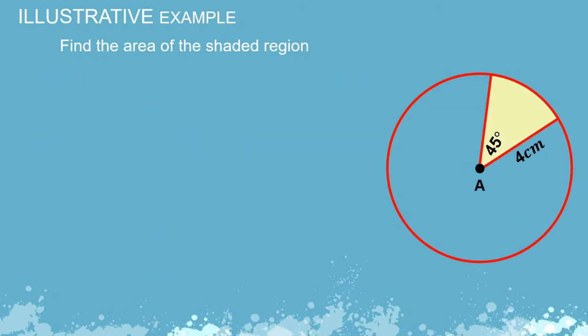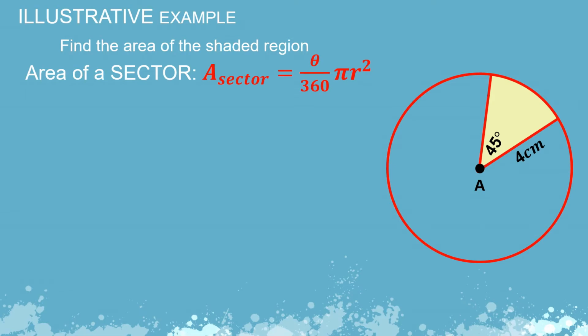Okay, so let's have another example. Find the area of the shaded region, which is an example of a sector. We have here on circle A a sector forming a 45-degree angle and a radius of 4 cm. Using the formula, area of sector is equal to theta over 360 pi r squared. We have to identify theta, which is 45 degrees, and r, which is 4 centimeters. Then on our formula, we replace theta with 45 and r with 4. That will give us area of sector is equal to 45 over 360 pi times 4 squared.